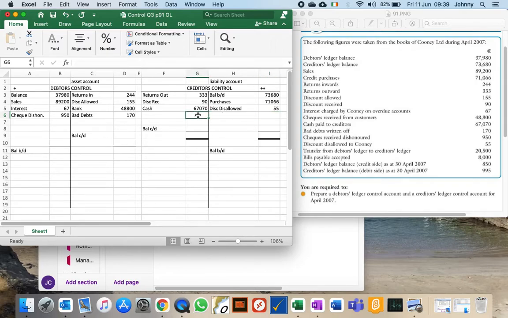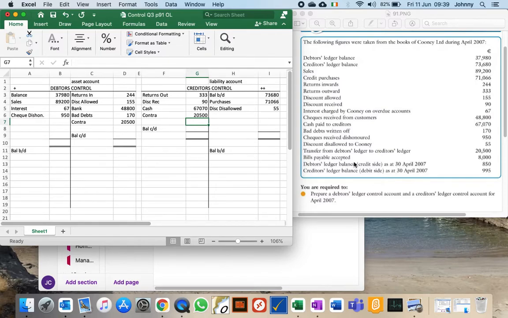So I'll have a minus in here, we'll call it contra, and I'll have a minus in here, and the amount of money is 2,500. And just double check now that the amount is right. Yes, it is. Okay.